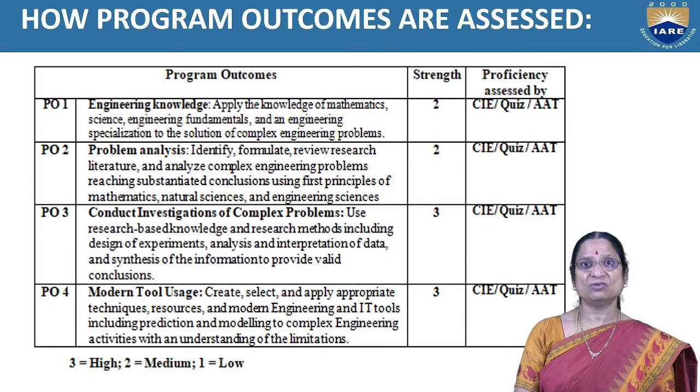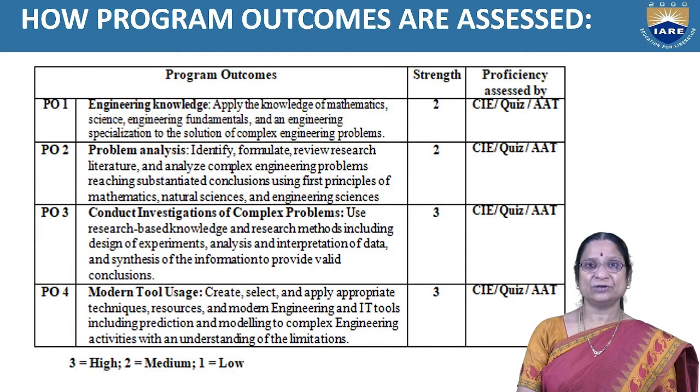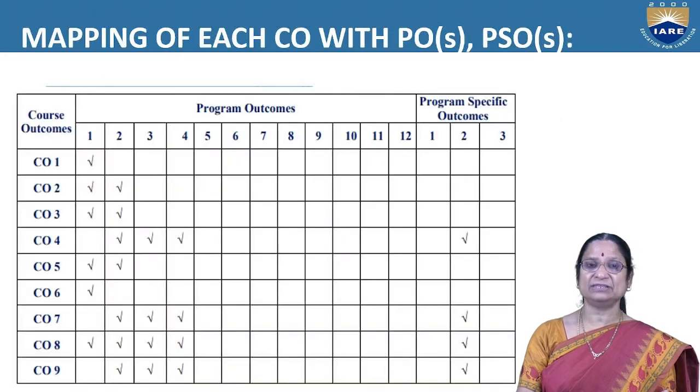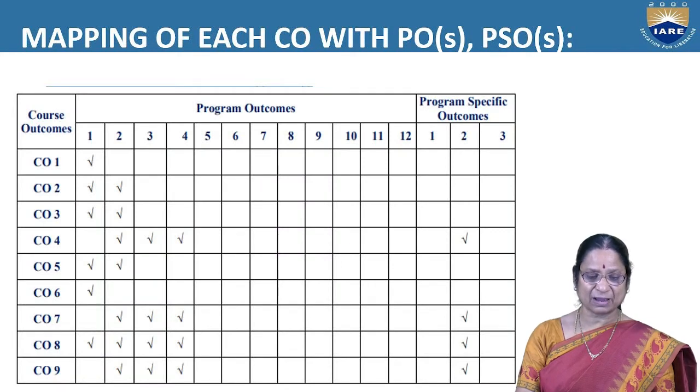PO4. Why PO4? Because we are using a tool; ER modeling is actually a tool to model our database. Conceptual modeling is going to be done through this entity relationship model. So a tool is used to draw these diagrams. Also modern tools are going to be used by us. So that's why 2, 3, 4 are going to be relevant with this. So CO4 is mapped with 2, 3, 4.